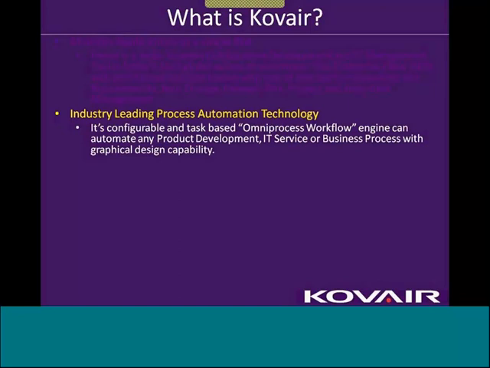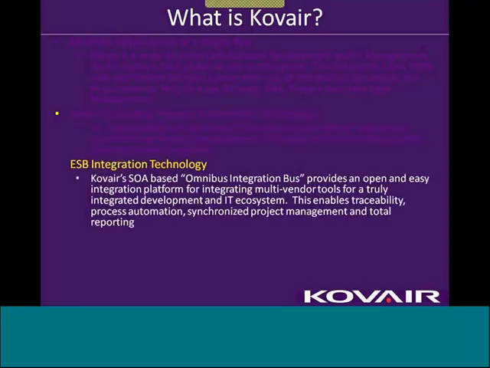The second component of Kovair is its process technology. We have a very powerful process engine called Omniprocess, using which you can create multiple processes for each of these built-in applications. For example, for requirements management, you can create an approval and review process, a change management process, and an implementation process. Similarly, you can have an issues management process, or on the ITSM side, a help desk process, an incident management process, etc. All of this you can do using our very powerful graphical drag and drop user interface.